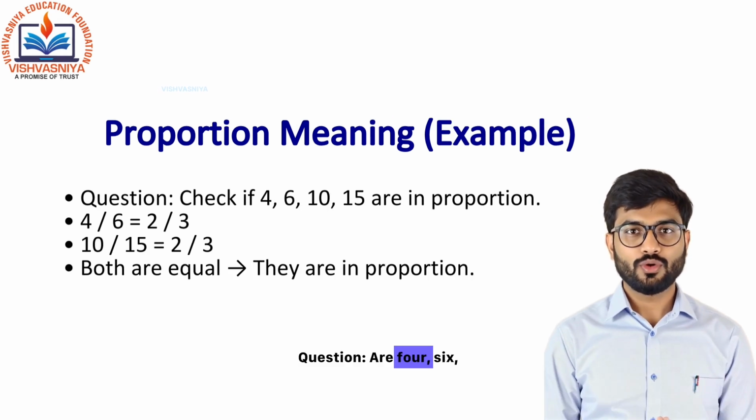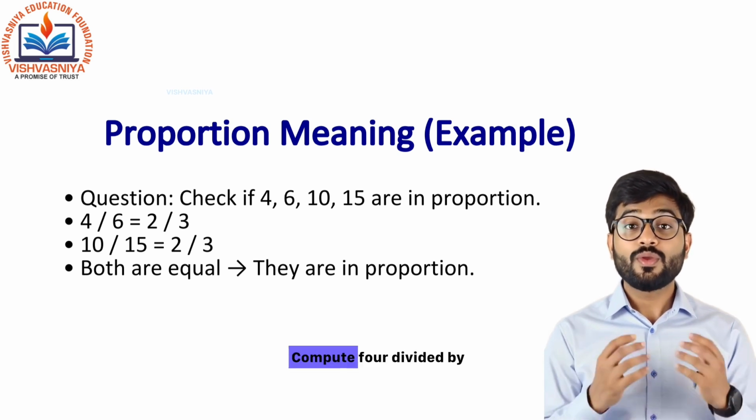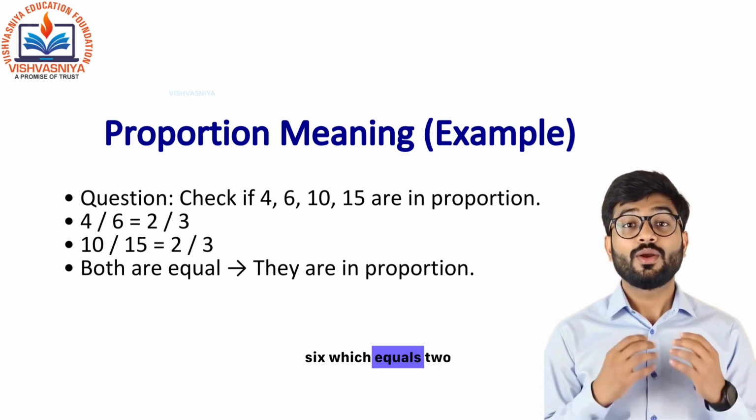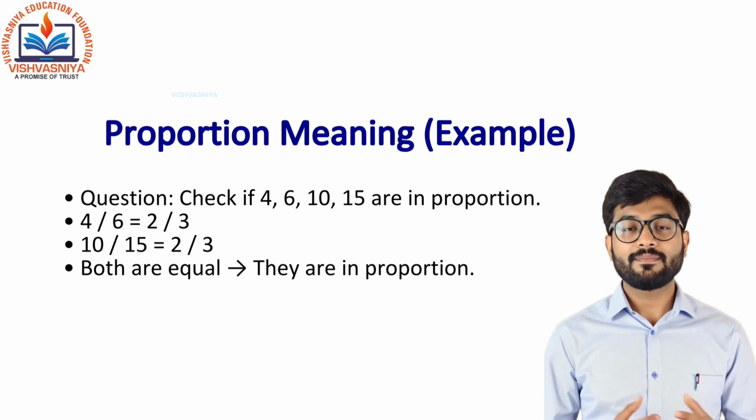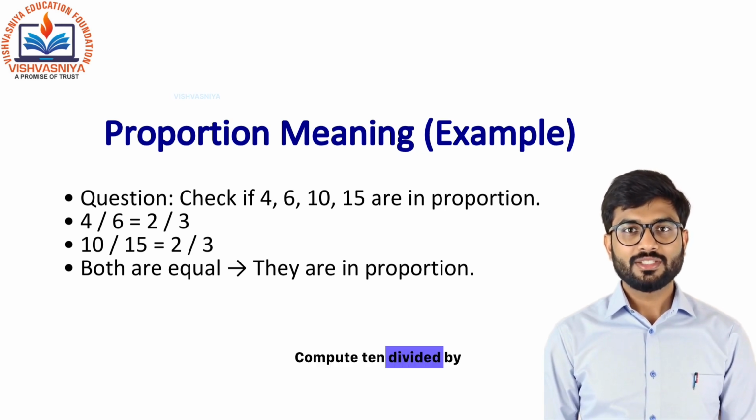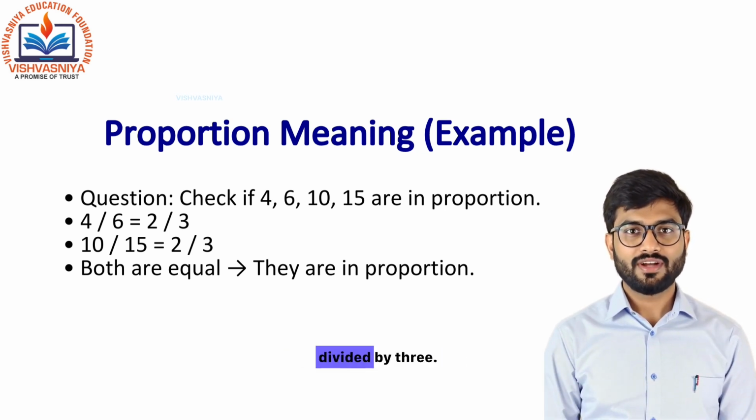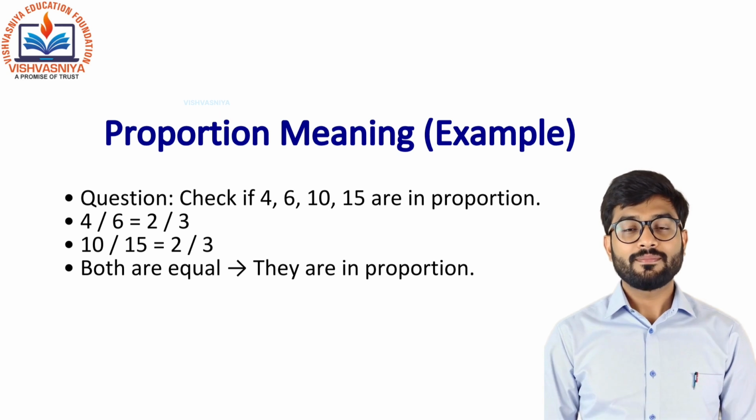Question: Are 4, 6, 10 and 15 in proportion? Compute 4 divided by 6 which equals 2 divided by 3. Compute 10 divided by 15 which equals 2 divided by 3. Both values are equal, so the four numbers are in proportion.